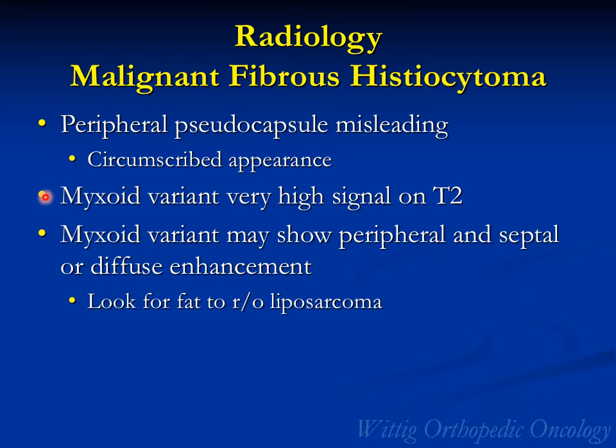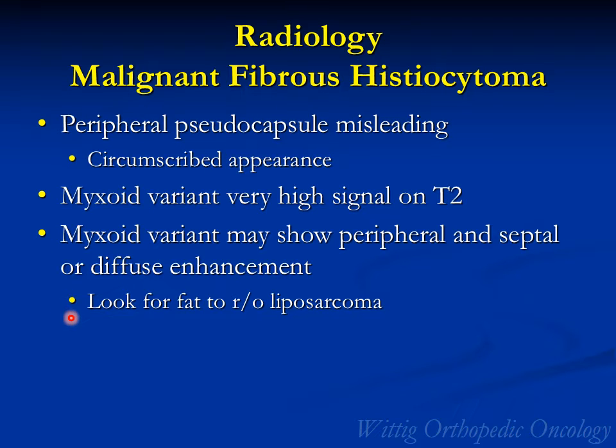Myxoid variants of MFH are very high signal on T2 weighted images and can look very uniform. Myxoid variant may show peripheral and septal or diffuse enhancement, and that's very useful for differentiating it from a ganglion cyst, which can have a very similar radiological appearance on an MRI, where it's intermediate to low on T1 and very high signal on T2 and very uniform appearance on T2 because of the mucopolysaccharides that entrap the water. So having enhancement of the mass helps differentiate the neoplasm from an actual cyst or ganglion cyst.